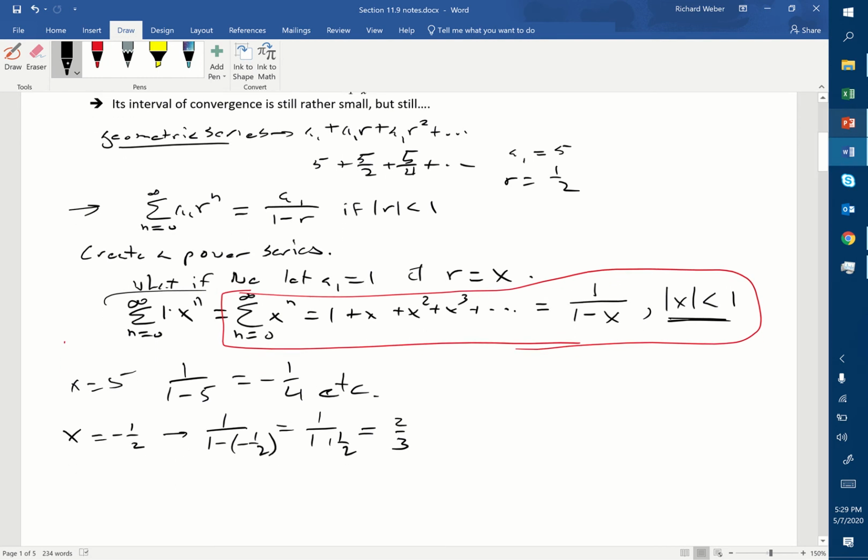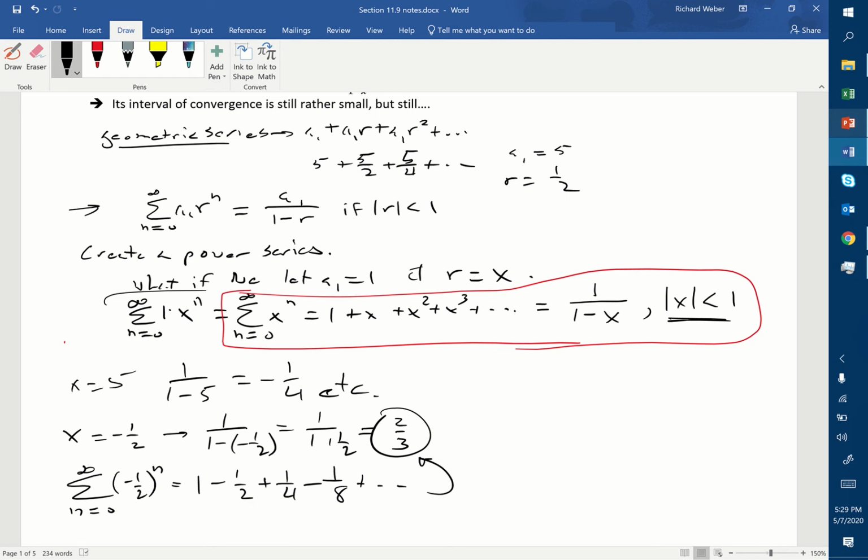But if we use the series n is 0 to infinity, and we plug in minus 1/2 to the n as our variable, then what we get is 1 minus 1/2, right? Plus 1/4, minus 1/8, plus etc. And you know where this is heading? Eventually, 2/3, because that's what geometric series do.